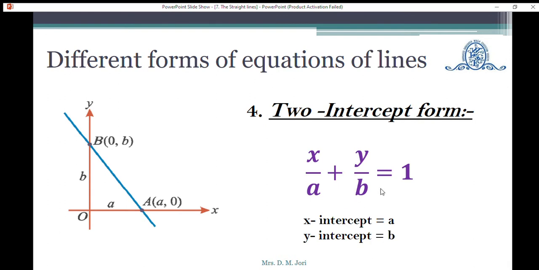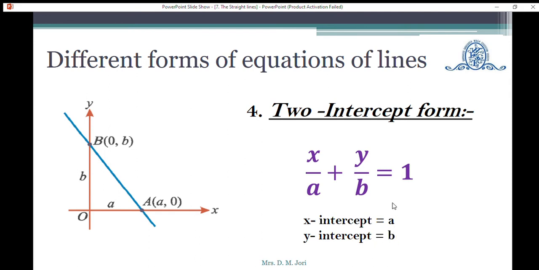Next one is the two-intercept form, if both the intercepts, x-intercept and y-intercept, are given or known. This is the point of intersection of the line with the x-axis, and this is the point of intersection of the line with the y-axis. The x coordinate of the point where the line meets the x-axis is our x-intercept A. The y coordinate B is the y-intercept. So x-intercept is A, y-intercept is B.